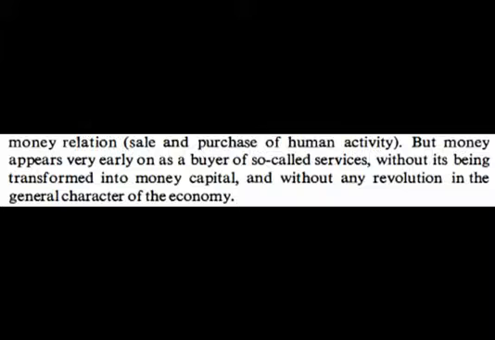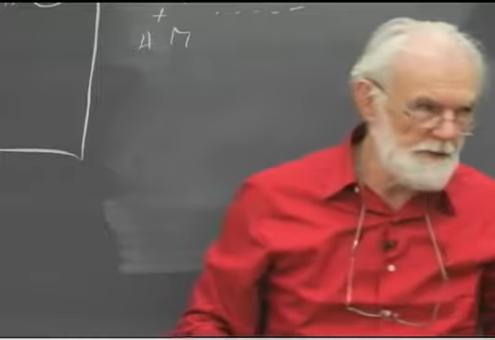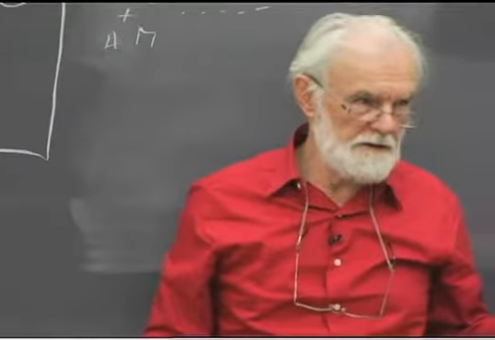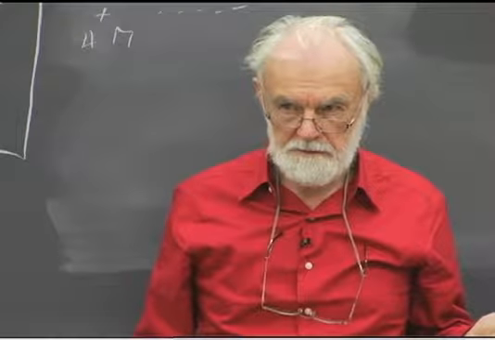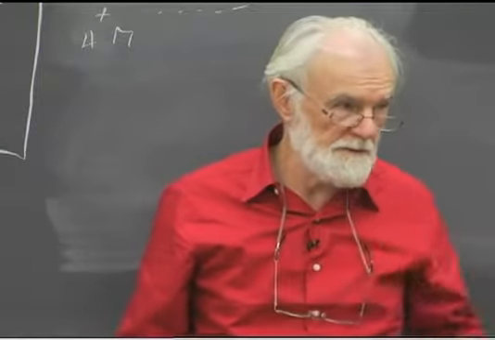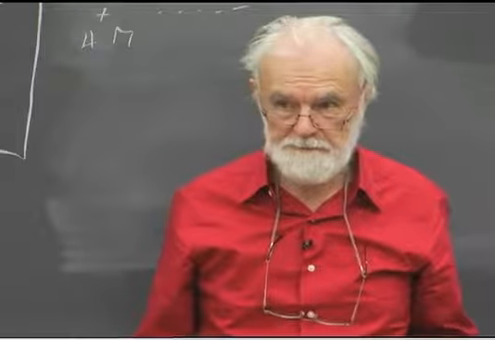He goes on in the next page, having talked about this, when he says, but money appears very early on as a buyer of so-called services without its being transformed into money capital and without any revolution in the general character of the economy. So there can be buying and selling of labour power without there being the circulation of capital. Just because you see the buying and selling of labour power doesn't mean you're in a capitalist society or there's a capital-labour relation. And actually that's still the case.